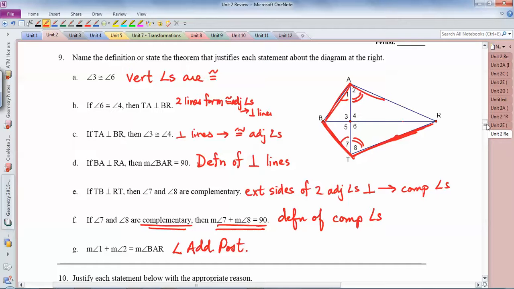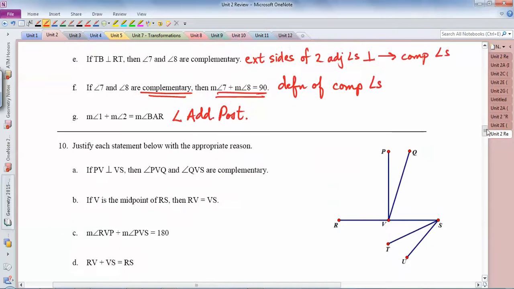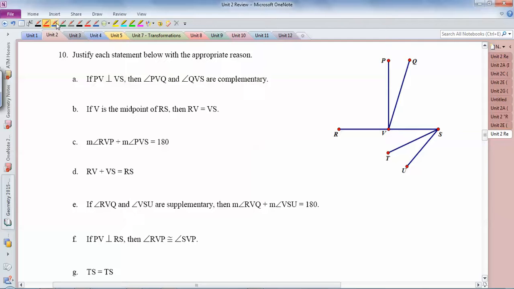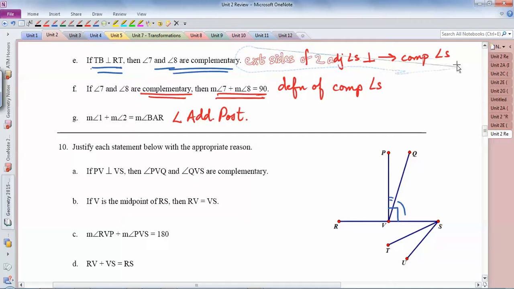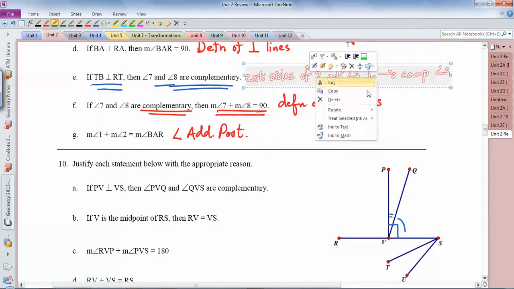Okay, let's move on to 10. And 10 actually is the same type of problem. So let's see here. First one says, if PV is perpendicular to VS, then PVQ and QVS are complementary. And that's actually just like this one. If two lines are perpendicular, then the angles in between are complementary. So it's the same exact reason as this one. Right there. Copy.